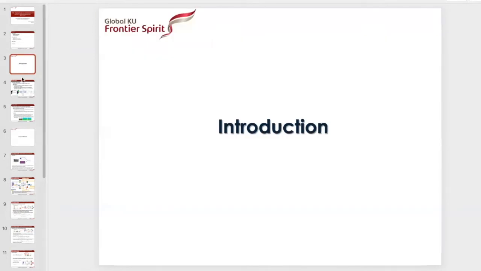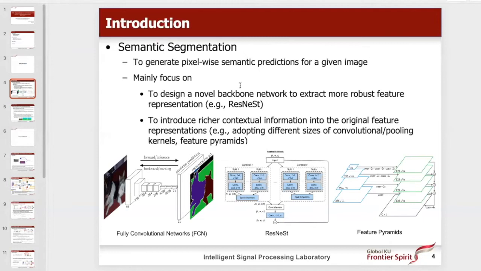Now, let me give you some background information about semantic segmentation. I think we are already familiar with this task. In semantic segmentation, when given an image, we want to generate pixel-wise semantic predictions. Here is an example: the input is a cat in a picture, and for the output, we want to assign a category label for every pixel. That is semantic segmentation.